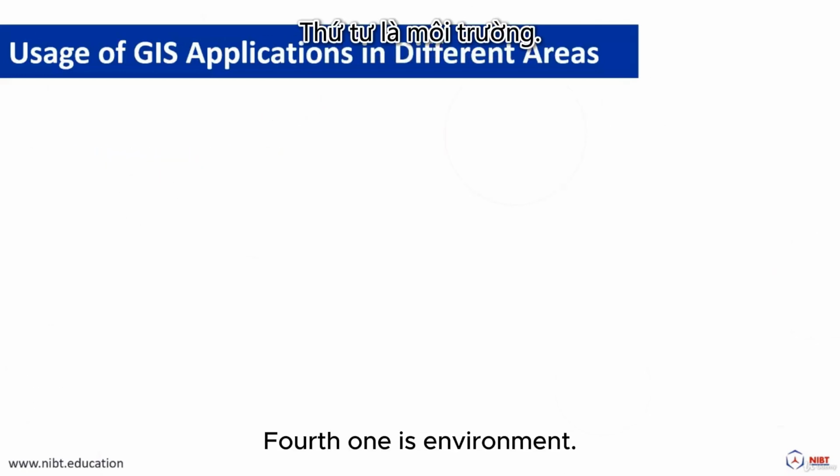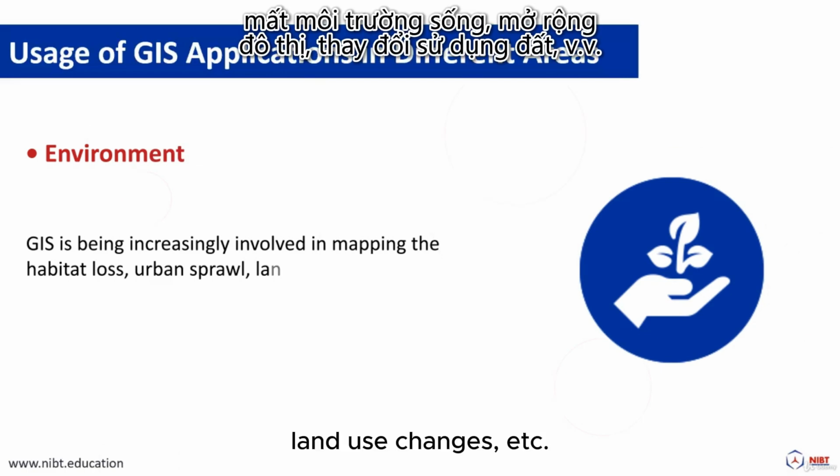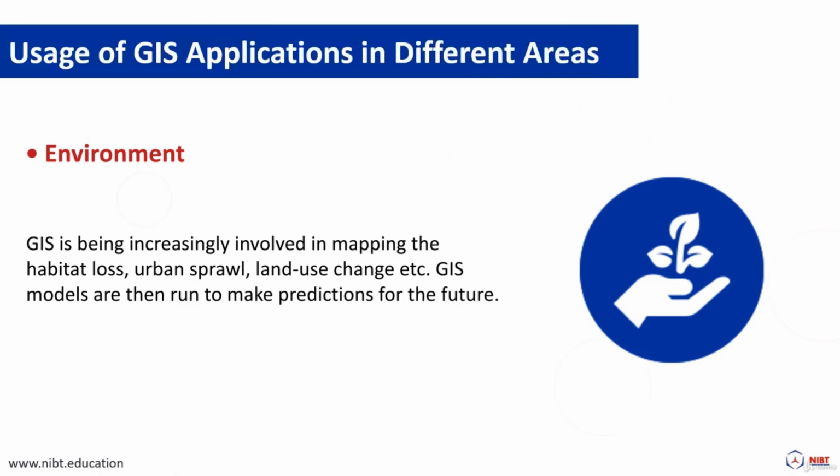Fourth one is environment. GIS is being increasingly involved in mapping the habitat loss, urban sprawl, land use changes, etc. GIS models are then run to make predictions for the future.